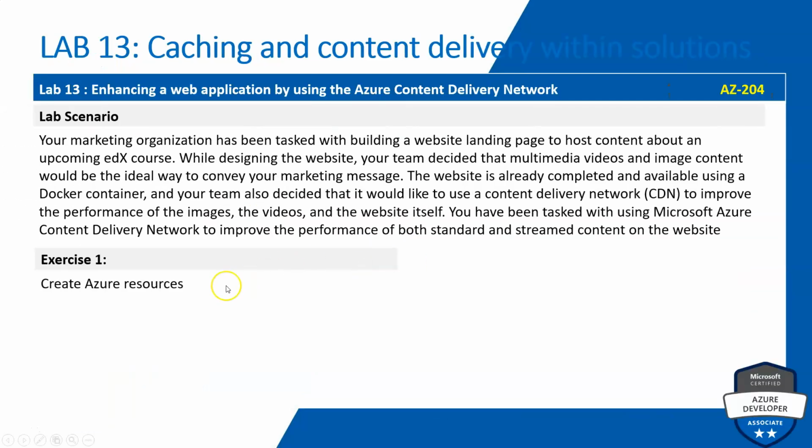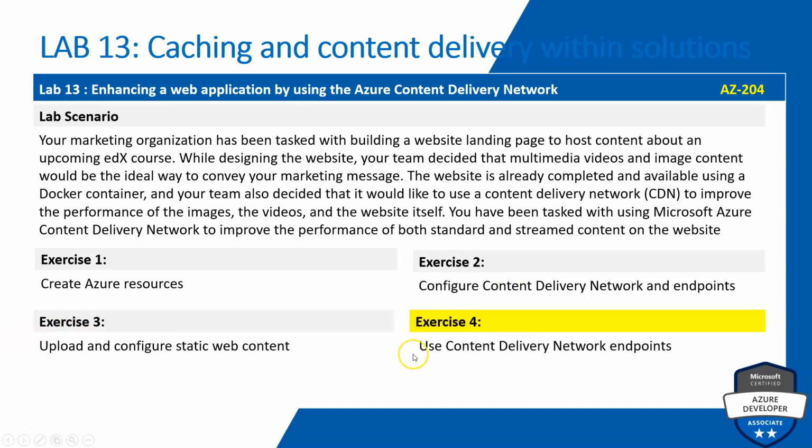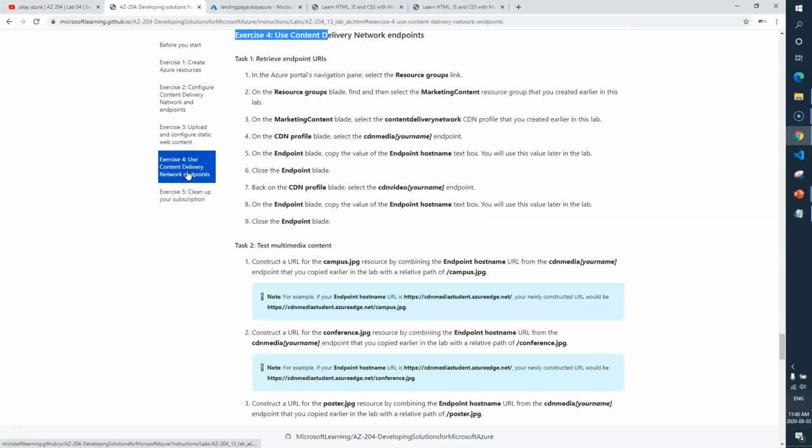Okay, so far we are done with Exercise 1, Exercise 2 and Exercise 3. In this video we'll work on Exercise 4. So here we'll configure CDN endpoints in our web app. Here we are, Exercise 4, use content delivery network endpoints. Task 1 is to retrieve endpoint URLs.